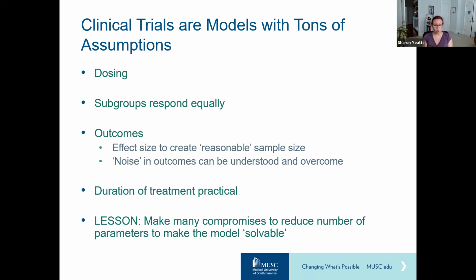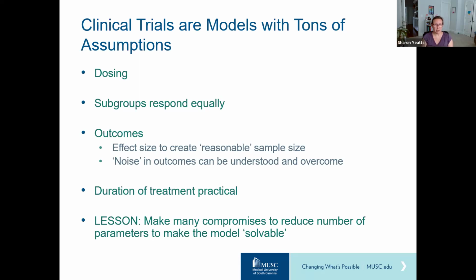So typically we assume that all of the subgroups that we can think about, and even those that we can't imagine yet, respond equally to whatever intervention that we are proposing. And if we know or think we know that there is a subgroup that has a potential for a different response, then likely we're going to exclude that patient population, right? Because we're trying to give our intervention the best chance at being successful. So we make assumptions about response. We make assumptions about the outcomes that we're interested in using.